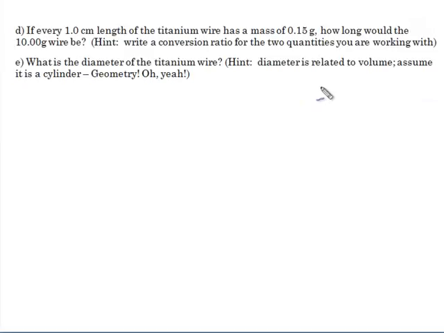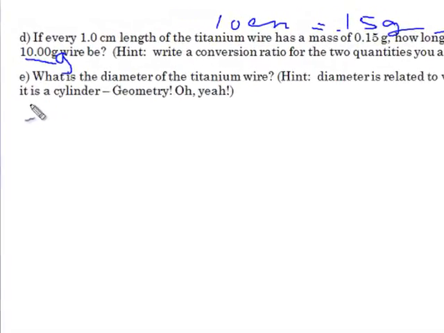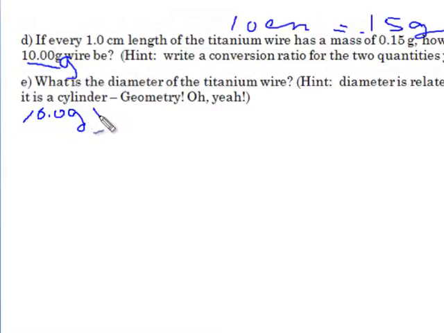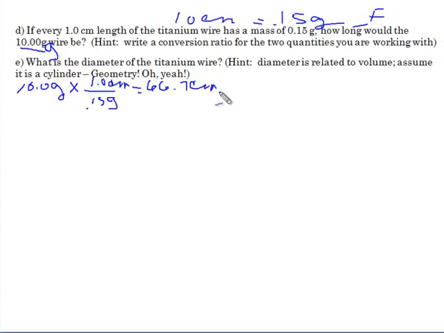Okay. So I have a conversion factor here. I have 10 grams as my given, right? And I have this conversion factor, 1.0 centimeters equals 0.15 grams, right? And I'm trying to find the length. That's my to find. Okay. So if I take that 10.0 grams, and this is titanium, and what it tells me is 0.15 grams is 1.0 centimeters. That tells me that the length is going to be 66.7 centimeters.